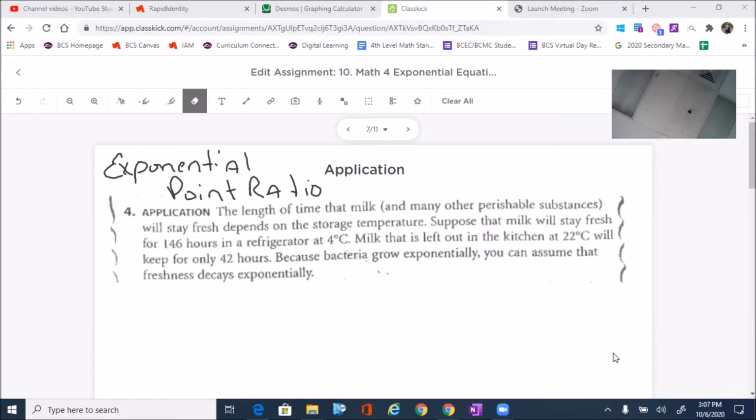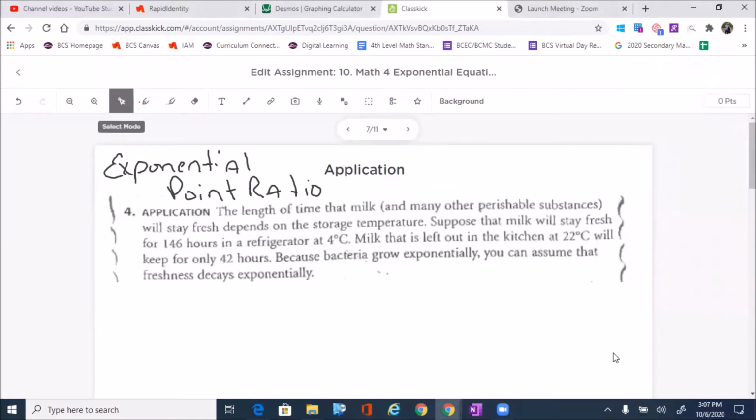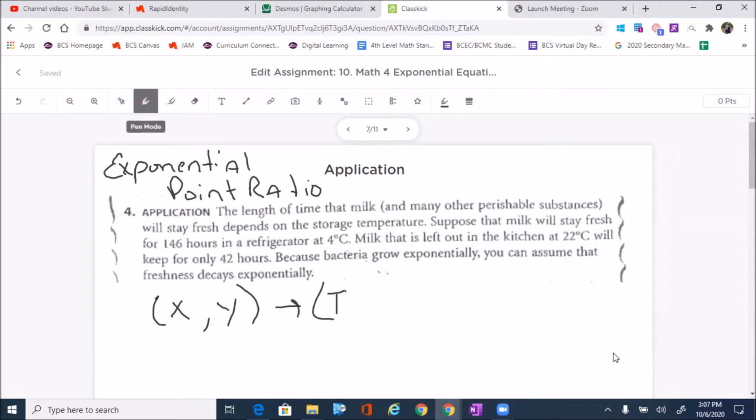All right, so the first thing we are going to look at in this case is understanding the basic setup for the points. And that's going to be really important. We know that the freshness of milk depends on the temperature of the refrigerator. So when we set up our X, Y values, we're going to be thinking of it in terms of the temperature, and that's going to dictate the freshness of the milk.